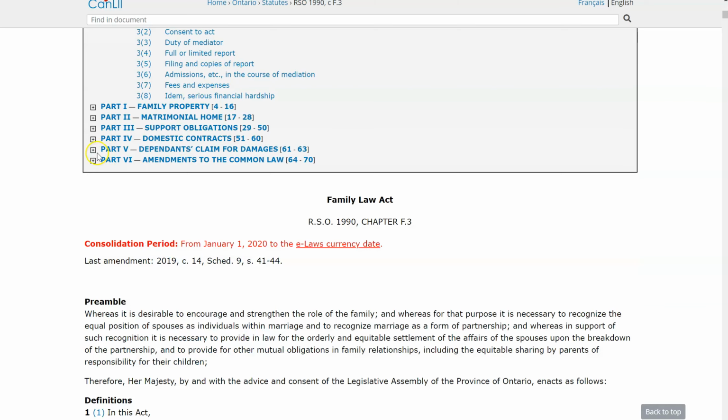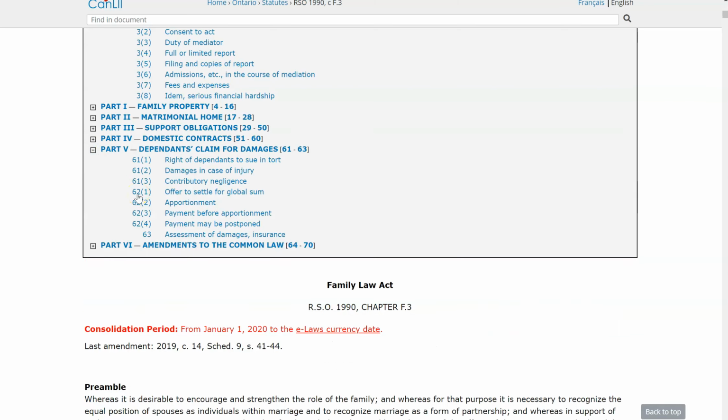Then there is dependents' claim for damages, and what this part allows is the dependents of certain people to claim damages. So for example, if a person was injured because of the negligence of another person or died because of the negligence of another person, then the person who's injured or the person who died, his or her spouse, children, parents, grandparents, or siblings may have certain right to claim damages against the person who was negligent and who caused the injury or death. So this is the part of Family Law Act which allows that kind of a claim to be made in a personal injury, in a negligence claim.